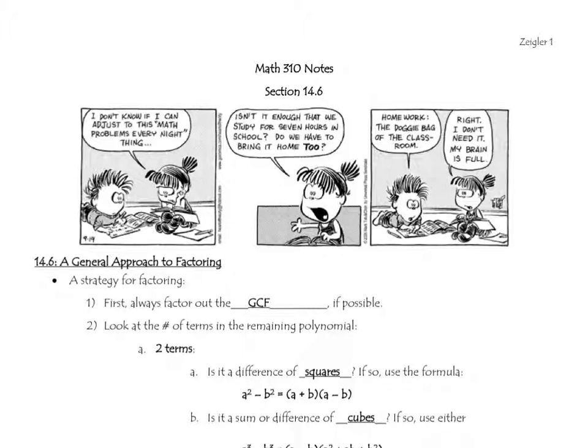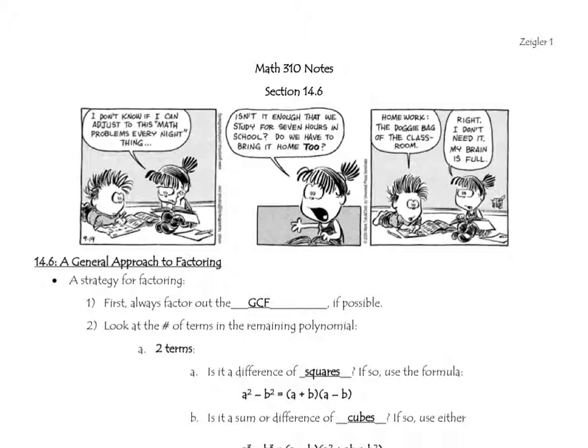First we're going to deal with greatest common factor. But after you have factored out the greatest common factor, which I'll talk about in the next video, then you're going to look at special cases. And special cases include difference of squares, sum or difference of cubes, and perfect square trinomials. So in number 2, we look at the number of terms in the remaining polynomial.